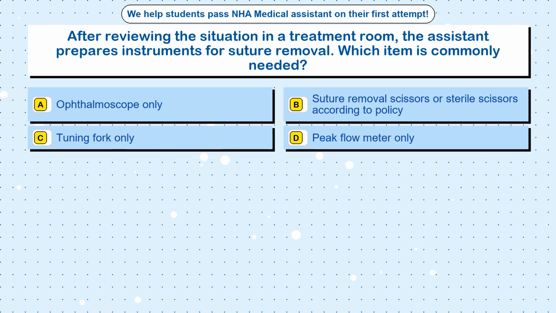Question 94. After reviewing the situation in a treatment room, the assistant prepares instruments for suture removal. Which item is commonly needed? Option A, ophthalmoscope only. Option B, suture removal scissors or sterile scissors according to policy. Option C, tuning fork only. Option D, peak flow meter only.